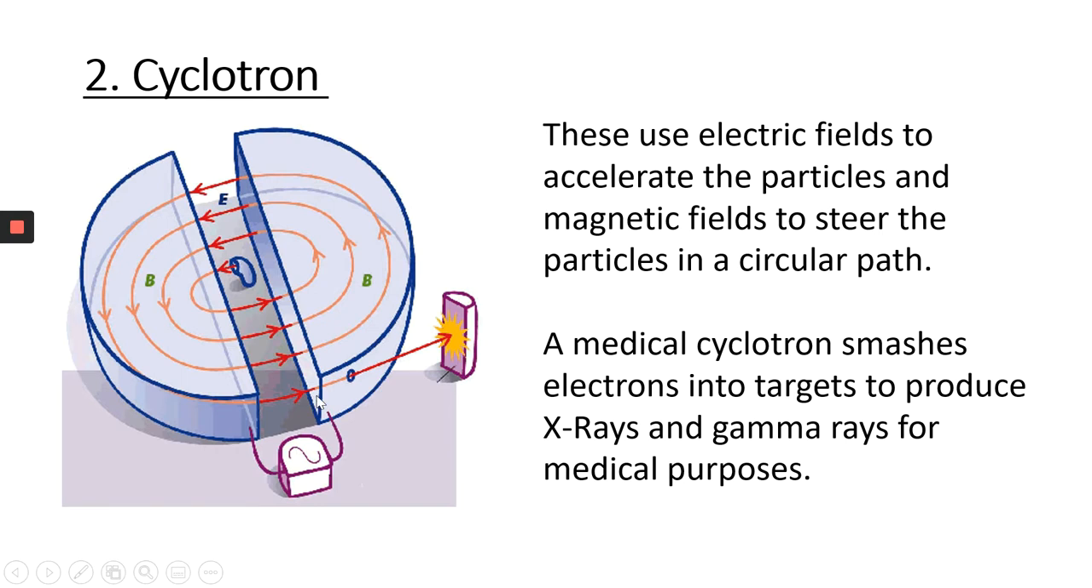So once it comes to the edge, it can leave the D, travel in a straight line, unaffected by the electric and magnetic fields. In the case of medical cyclotrons, we've got a target here. It depends on the application, but just thinking about production of X-rays and gamma rays, we'd have a target here in the collision of the charges, and the target would produce your X-rays and gamma rays.